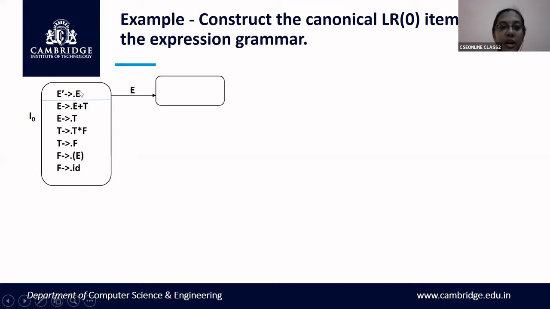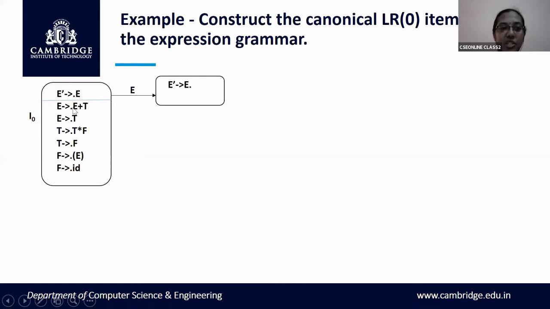So what happens to the production? If dot is moved one step towards right on E, E dash derives E dot. And you have one more production: E derives E dot plus T. There are two production rules which change on input E. One is E dash derives E dot, where dot is moving one position towards the right hand side.